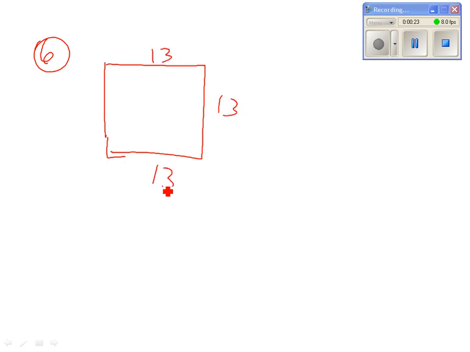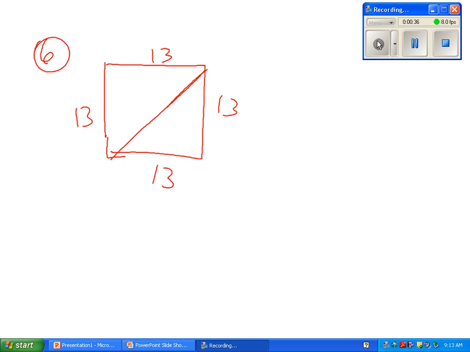So with the 30-60-90 triangles and the 45-45-90 triangles, let's do something like this on number six. If I just tell you that this is a square, it doesn't look like it, but if I tell you this is a square, and you know that because they tell you that all the sides are 13, anytime in a square you draw in a diagonal, 90, 45, 45.